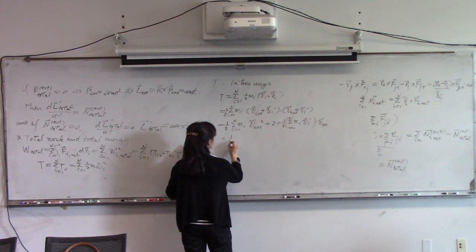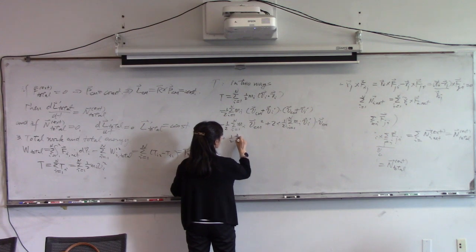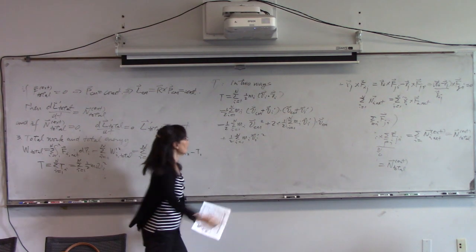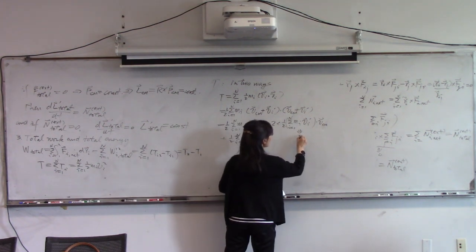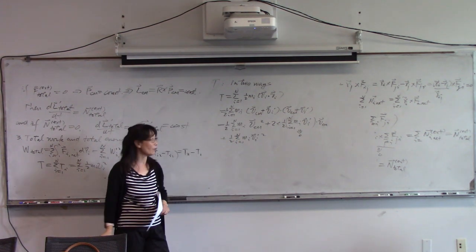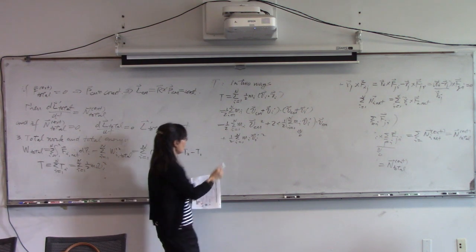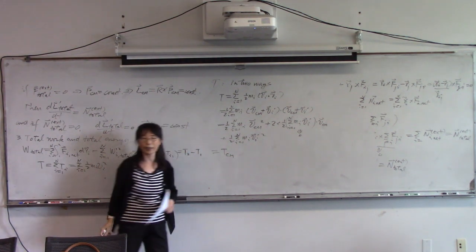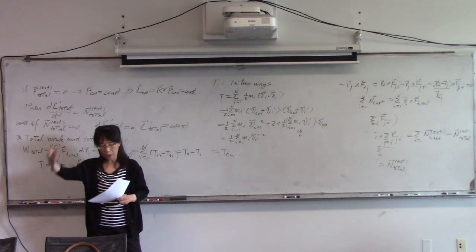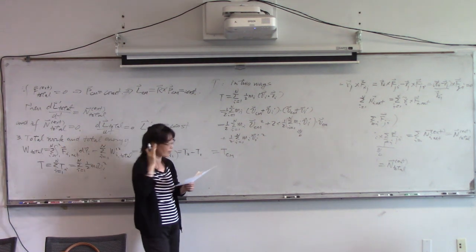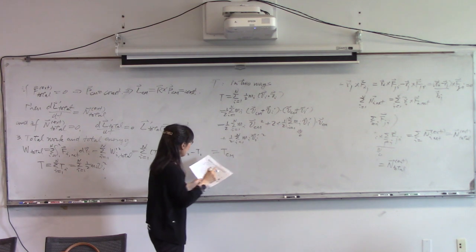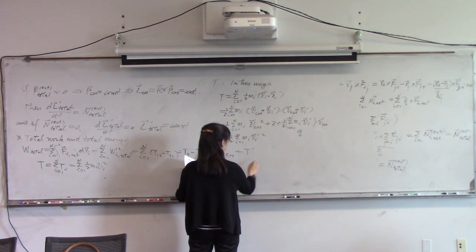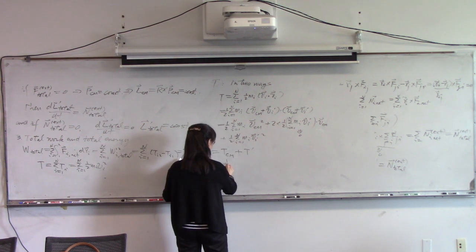And the last one I keep: half of Mi Vi prime squared. We know the cross term is 0, since we already discussed this property of the center of mass. So we have 2 terms. The first term is the kinetic energy as if all the mass is centered at the center of mass position, plus T prime.